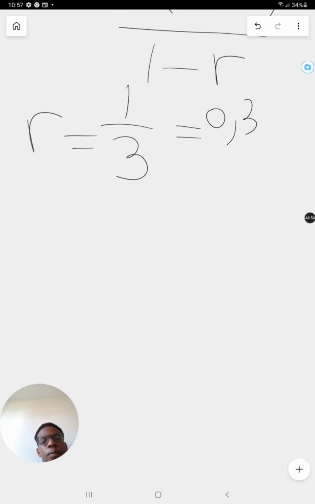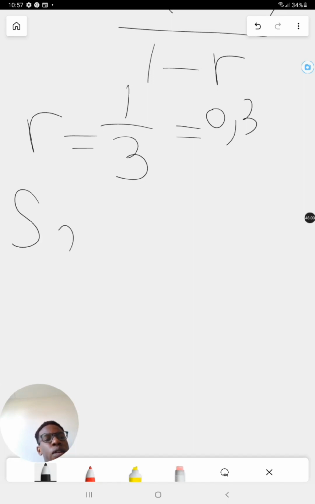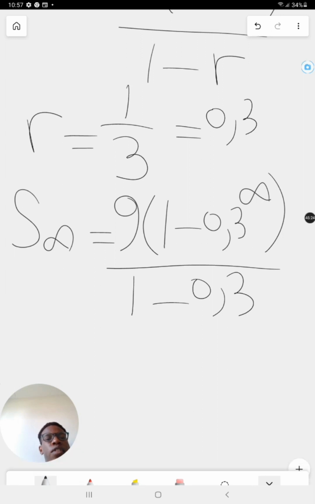Okay, we've got the sum to infinity of this geometric series is equal to a. A is 9, right? A is 9. Then we've got 1 minus r. R is 0.3 to the power of infinity. Then divided by 1 minus 0.3. I just substituted stuff into that equation.